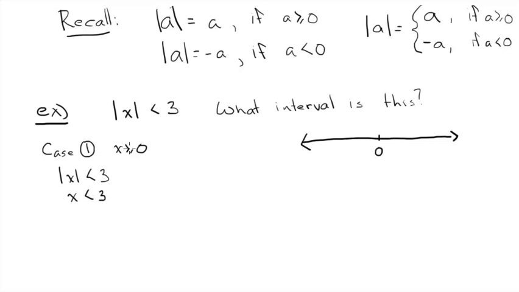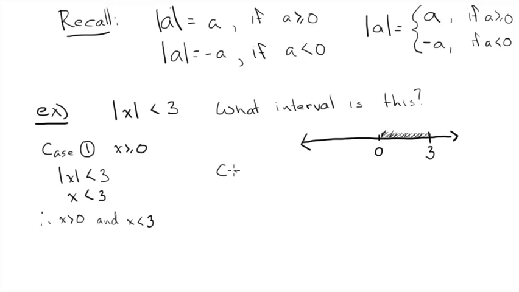Okay, so for case 1 we have x is bigger than or equal to 0, which means we're dealing with positive numbers, so over here, and x is less than 3. So 3 is here. So what interval contains x bigger than 0 and less than 3? Well, that would be all the numbers in this interval here. So right now we're going from 0 to 3.